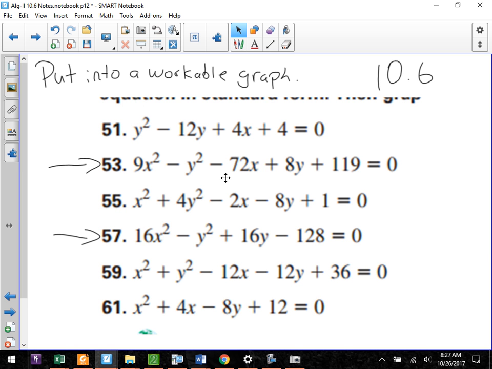Okay. It will work. I don't think the conic one will work on that one. Weird.